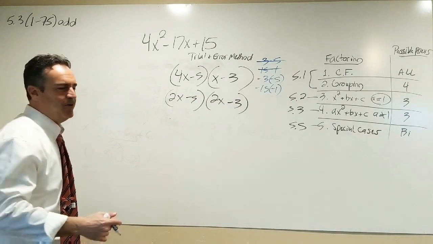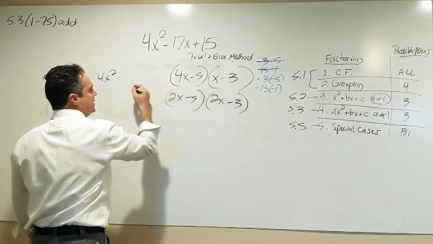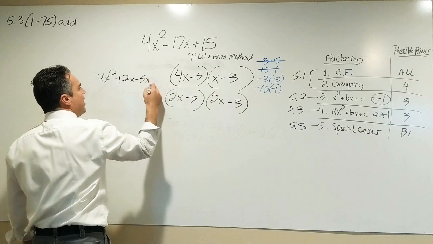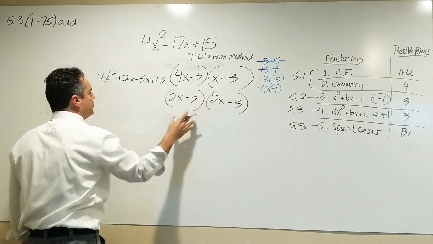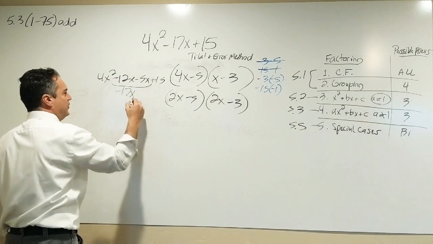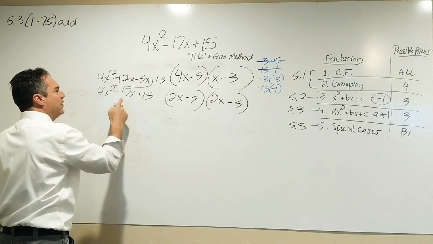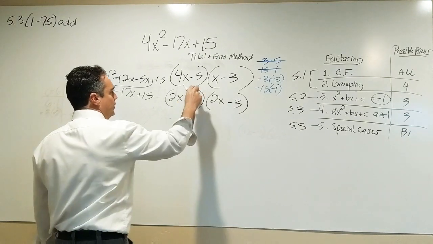So, 4x times x is 4x squared. 4x times negative 3 is negative 12x. Negative 5 times x is negative 5x, and negative 5 times negative 3 is positive 15. And hopefully you didn't do this other one, because when you put these together, it makes negative 17x. And whoa, it's magic. This is our answer to this problem.